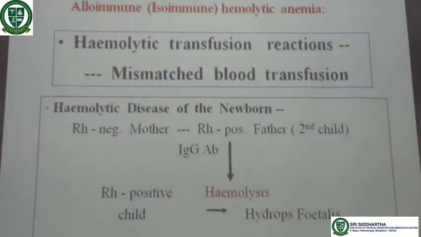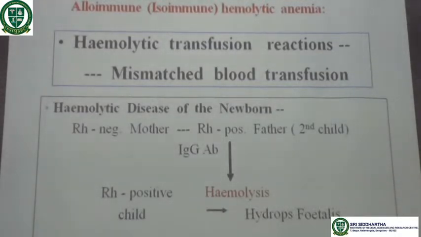The first one is blood transfusion reaction, where if the wrong blood group is given to the patient, antibodies are produced against ABO antigens. The second one is hemolytic disease of the newborn, also known as erythroblastosis fetalis or hydrops fetalis. This is one special condition, so try to understand what it is.